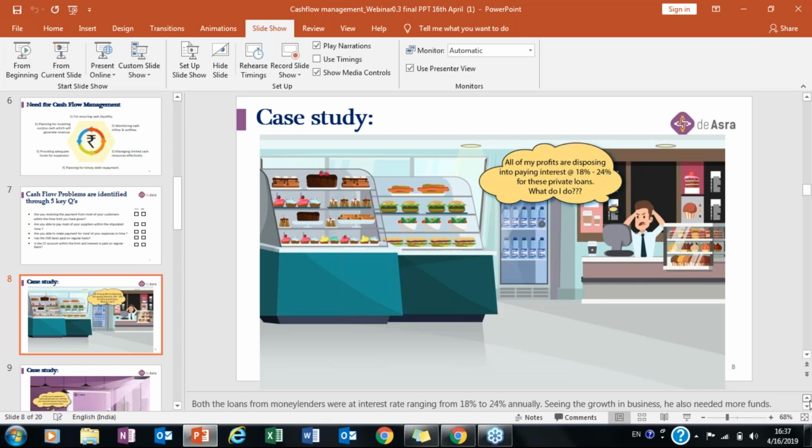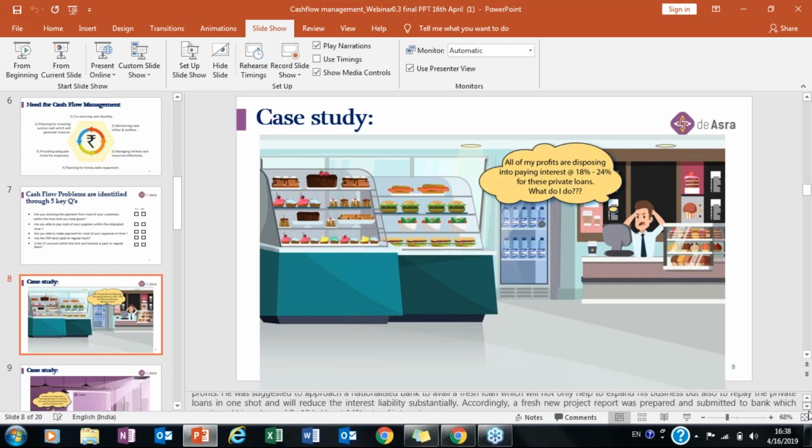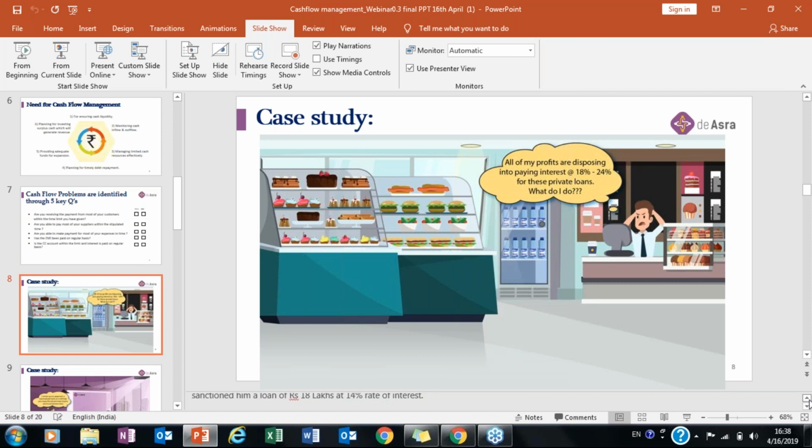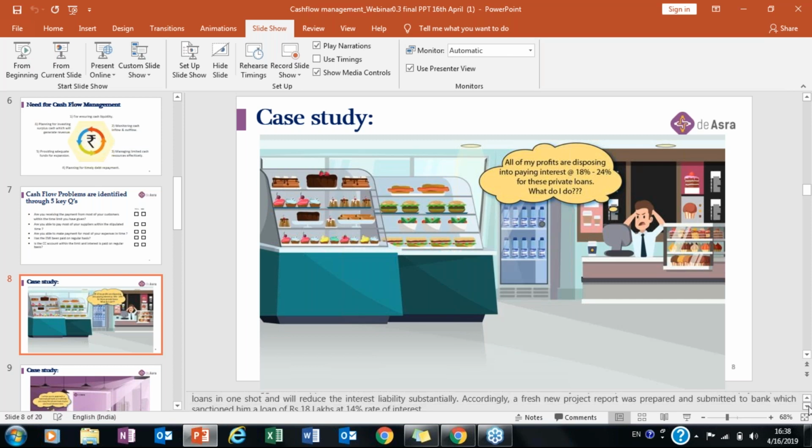Seeing the growth in business, he also needed more funds. He came to the deAsra Foundation and took the mentors' consultation for the same. The interest and part of the principal paid to the money lenders was eating the majority of his profits. He was suggested to approach a nationalized bank to avail a fresh loan, which will not only help to expand his business but also repay the loans in one shot, which will reduce the interest liability sustainably.